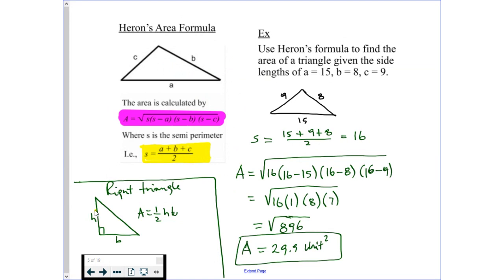You take the square root of that. The square root of 896 is 29.9. See the square root? Anyone who has got 29? Is there anyone who got 29.9?